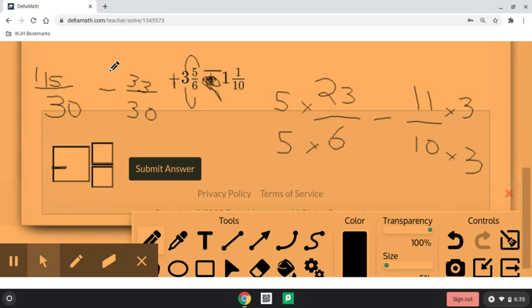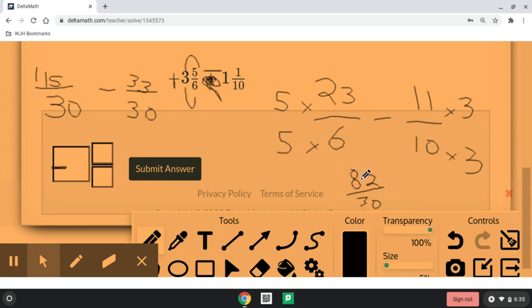So subtract 15 from this, we have 18. 100 minus 18 is going to make 82. So we end up with 82. I'll write it right here still. 82 over 30.